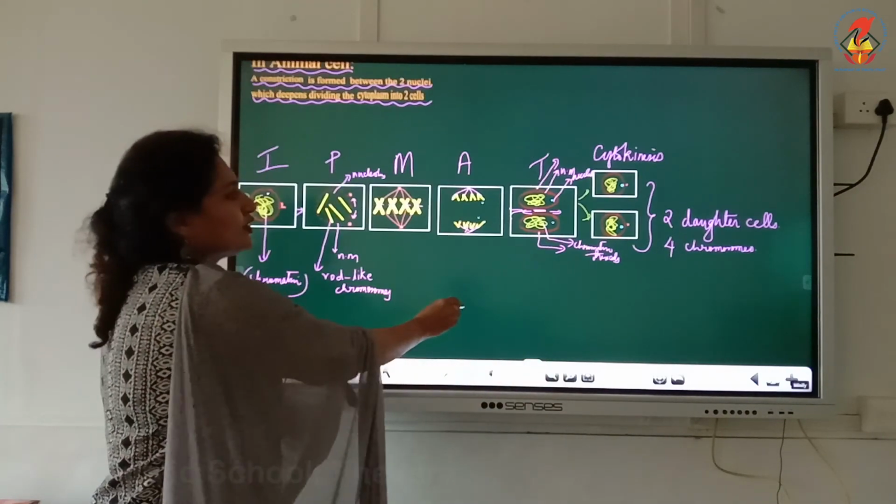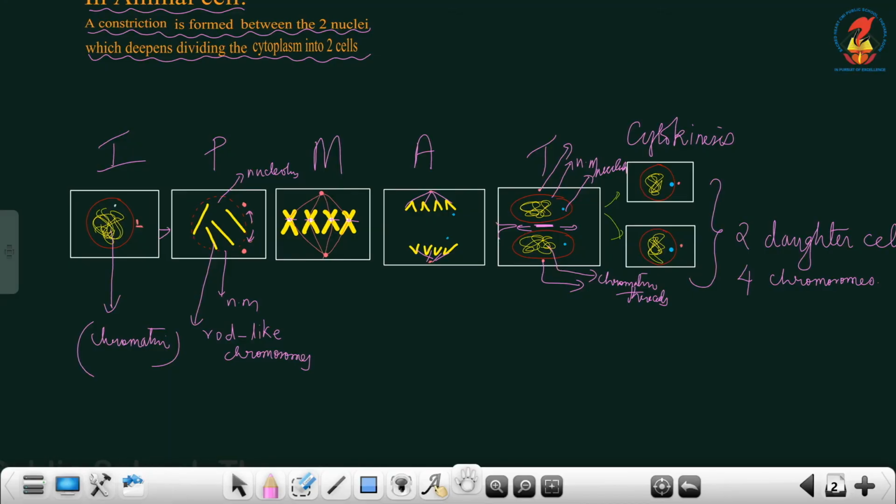Okay. So, mitosis also should initiate with interphase. Though the phases are prophase, metaphase, anaphase and telophase, you have to start with interphase.